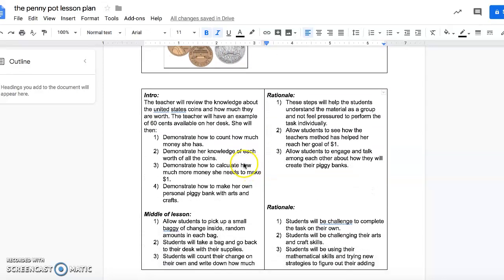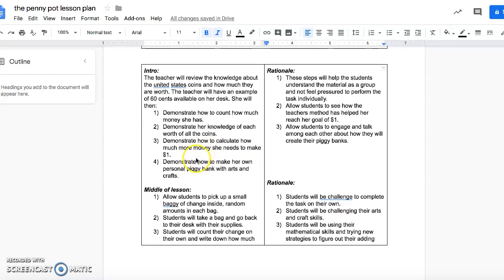To start off this lesson, the teacher will review, as I mentioned before, and will do a small demonstration of how she would count up to $1 with the change that she has available. After that, she is going to show them how to physically create their own piggy bank with the pieces of paper they will be given, and they can decorate it and make it stand out in any way they want.